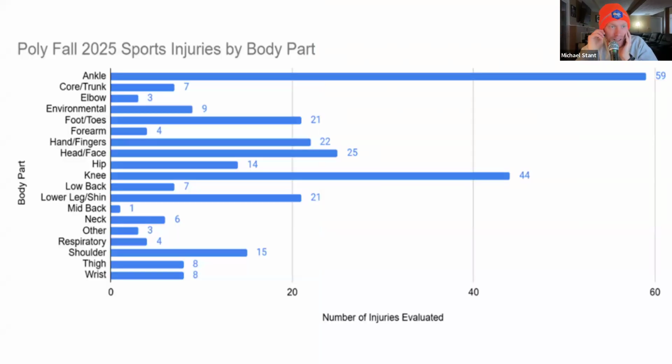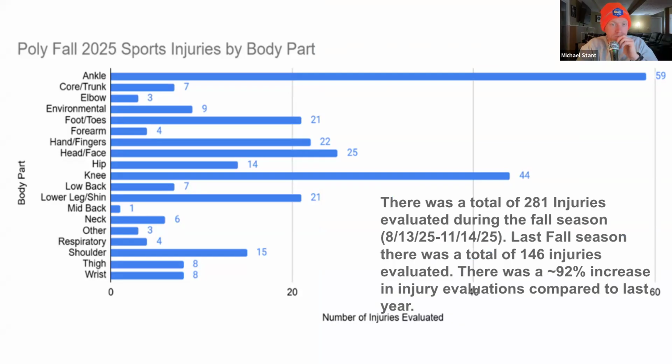All the data I'm presenting here is just based on this past fall. I have numbers for the past year. I just felt like this past fall, they're honestly better numbers because I've been there for more than a year and more kids are seeing me. So I evaluated a total of 281 injuries this past fall season. Last fall was 146 injuries. So just there alone is a 92% increase in injury evaluations. Once again, that is mainly because they were just seeing me more.